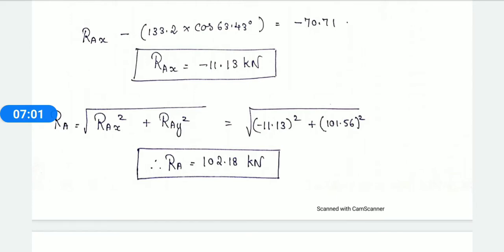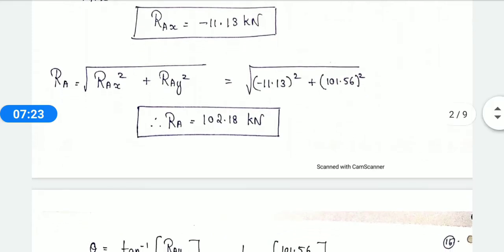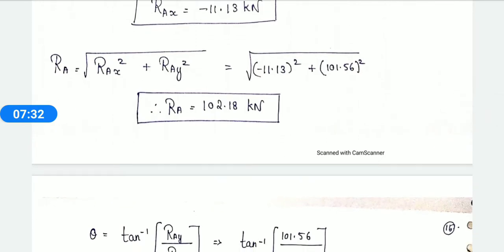If you do that also, it doesn't matter a lot, but you have to find the resultant as well for the safer side of your marks. Sometimes in the given answer key they may have the resultant value, but you already found RAX and RAY. They may reduce marks for it, so don't give any chance to reduce your marks. So always when you calculate RAX, RAY, do find your resultant value. When you find it, RA is equal to 102.18.